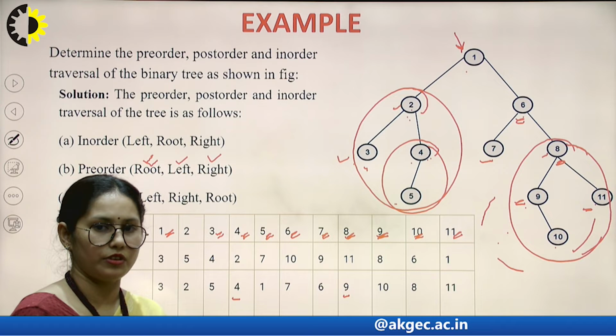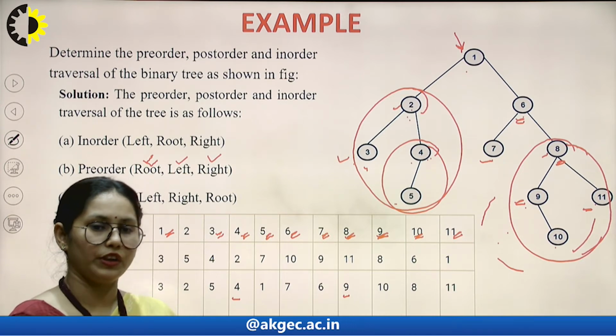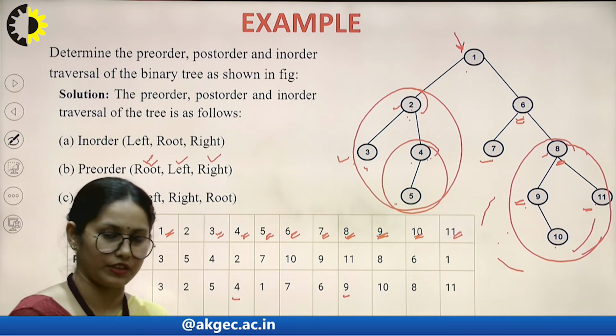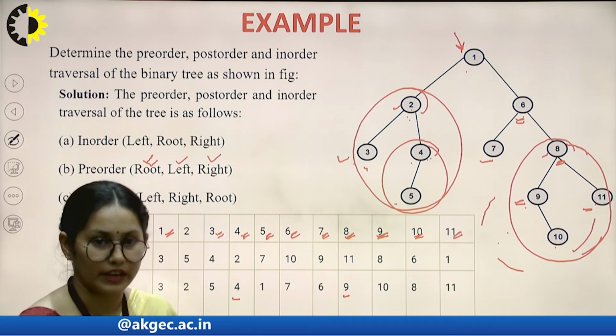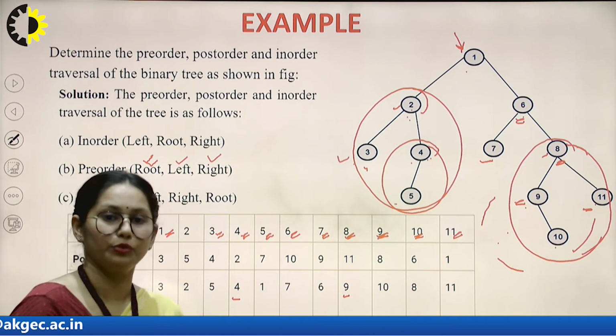Likewise, in the post-order traversal, we have to go in the fashion that you first traverse the left side, then you traverse the right side, and at last you write down the root node.